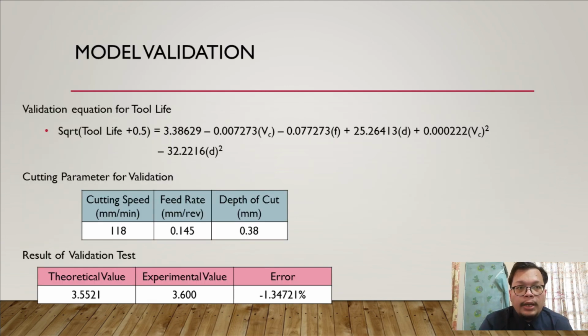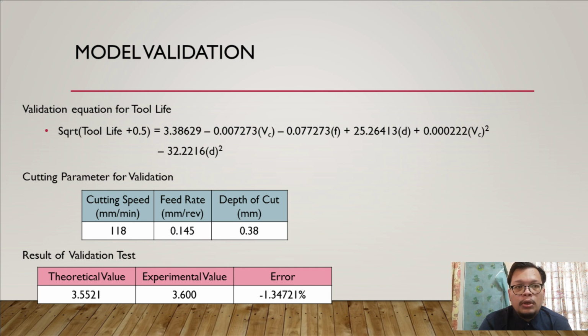The model validation experiment was carried out on selected data as shown. The tool life equation was derived from the ANOVA analysis that was done previously. For the validation cutting parameters, the cutting speed is 180 meters per minute, the feed rate is 0.145 mm per revolution, and the depth of cut is 0.38 mm. This data was chosen from within the cutting parameter range and was used to calculate the projected tool life values.